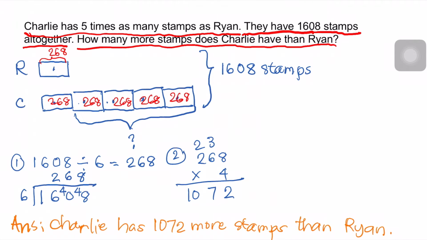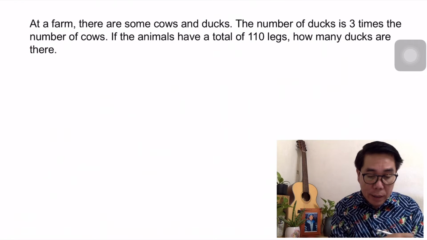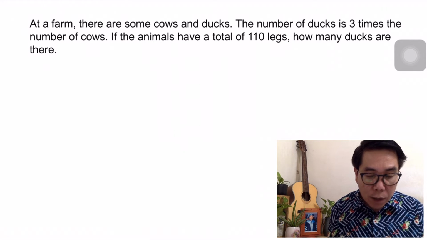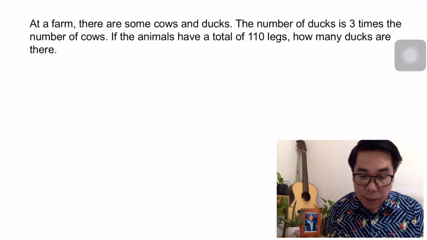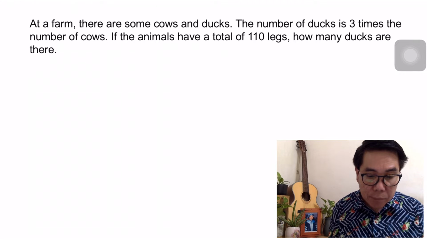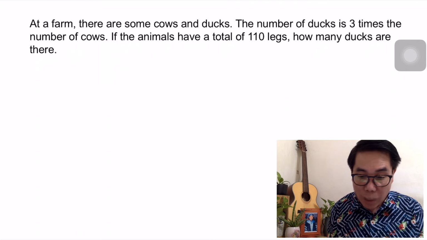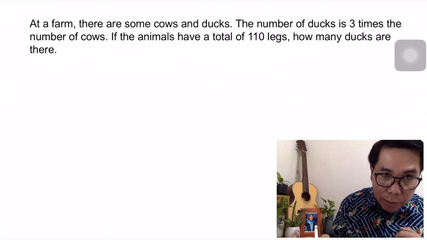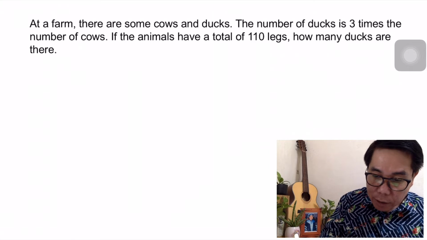Now let's proceed to the last question, which is the fourth one. At a farm, there are some cows and ducks. The number of ducks is three times the number of cows. If the animals have a total of 110 legs, how many ducks are there? So this one is a combination of trial and improvement, or guess and check, and drawing model.